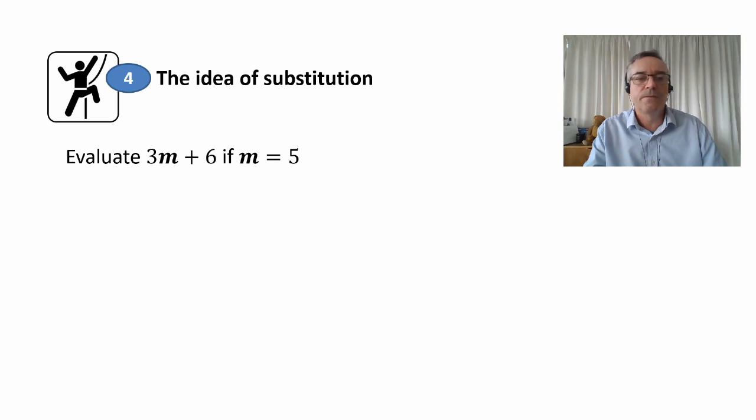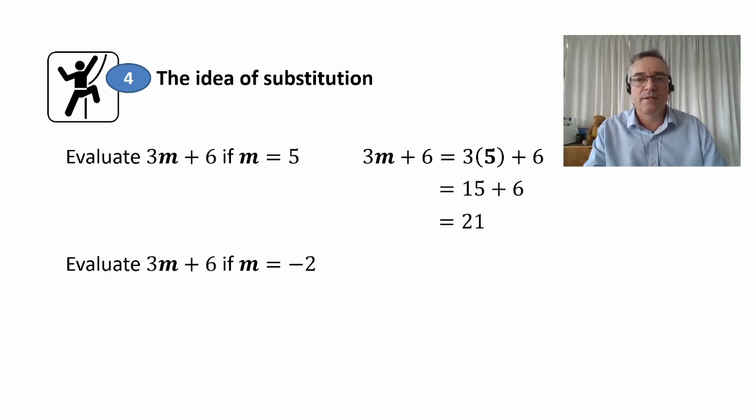Here's some more. Evaluate. Oh, there's a new word. Evaluate 3m plus 6 if m is 5. Okay, 3m plus 6. All right, so where the m was, I'm going to put a 5 in. 3 times 5 plus 6. And again, I'm going to take it slowly. 3 5s are 15, so I'll write 15 plus 6. That's 21.